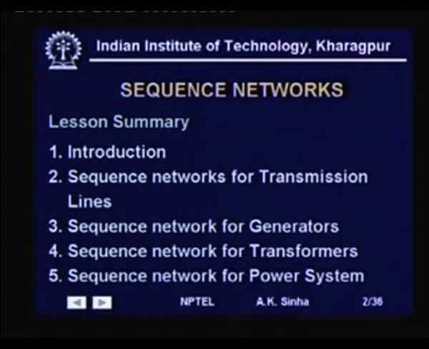First we will start with an introduction, then we will talk about sequence networks for transmission lines. After that we will discuss the sequence network model for generators, and then the sequence network model for transformers. After we have built these models for the various equipments, we will go into building up the sequence network for power systems.